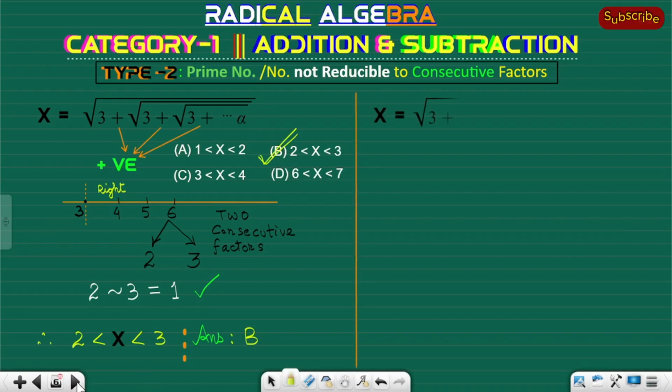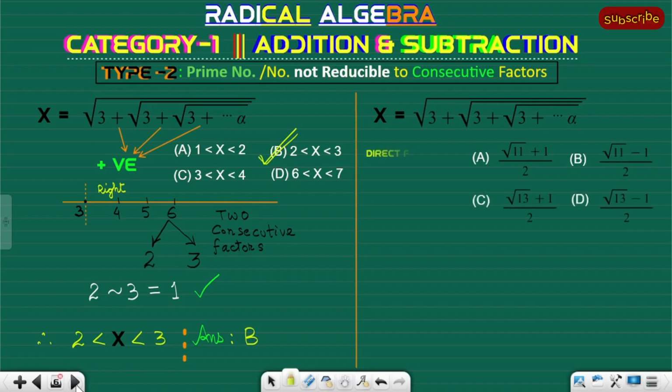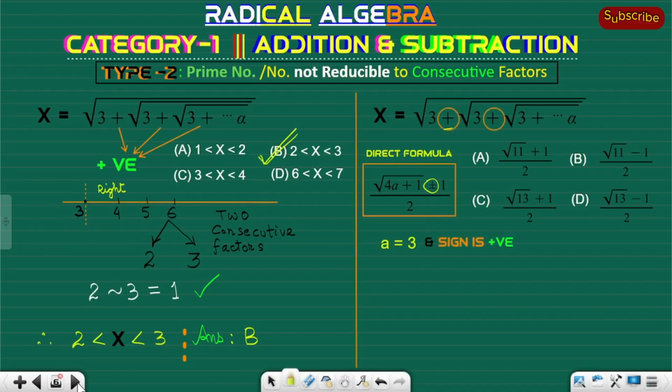Let's see for negative. X equal to, oh no, positive only. The options here are given as specific values, so we will use the direct formula method. The formula is root of 4a plus 1, plus or minus 1, by 2. Here it is plus, so we will choose plus 1. A is 3 here and the sign is positive, so we use plus 1. Root of 4 into 3 plus 1, plus 1, by 2. Root 13 plus 1 by 2. So the answer is C here.